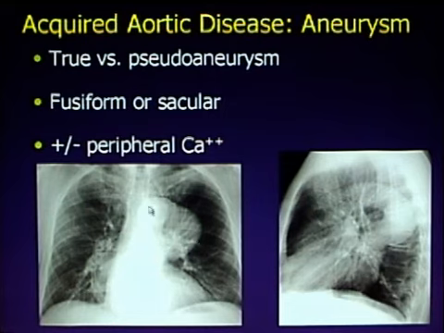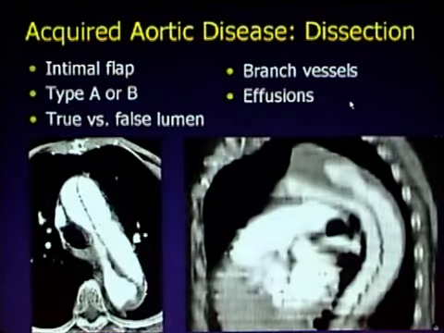Acquired aortic disease, aortic aneurysms or aneurysmal ectasia of the aorta, such as we're seeing here, can sometimes be mistaken for a mass. In this case, the aorta is so beautifully unwound, we can appreciate that this density is due to this unwound ectatic aorta, which is slightly dilated. Aortic aneurysms can be fusiform or saccular, and if they have peripheral calcification, it can help you out.